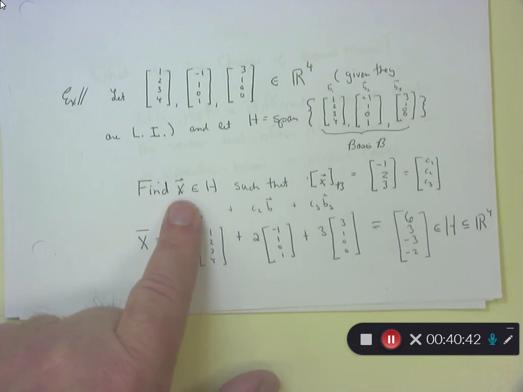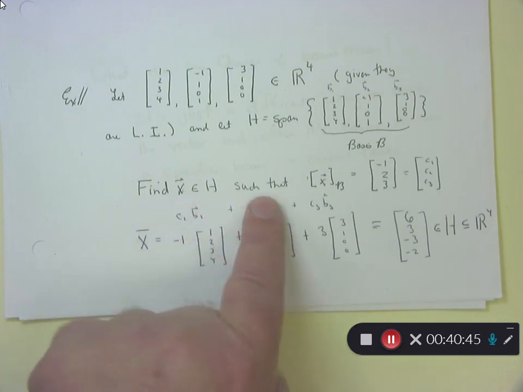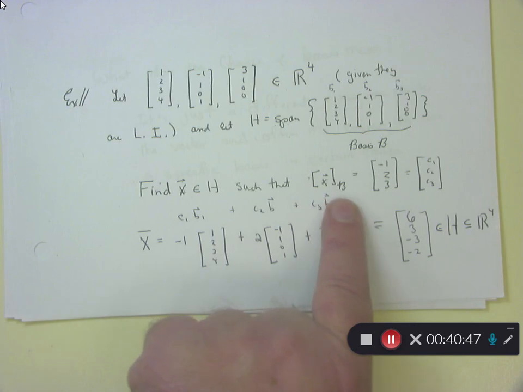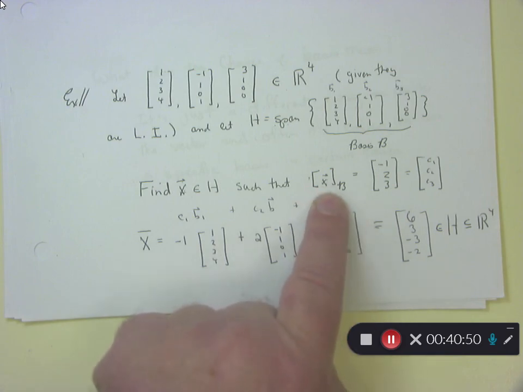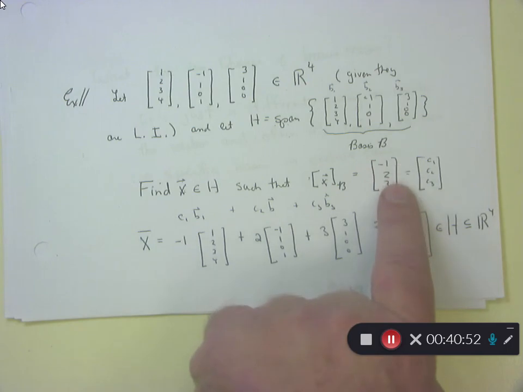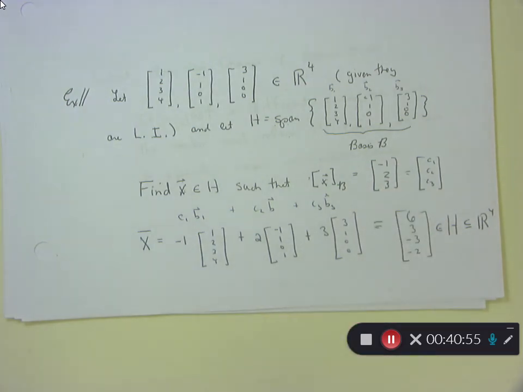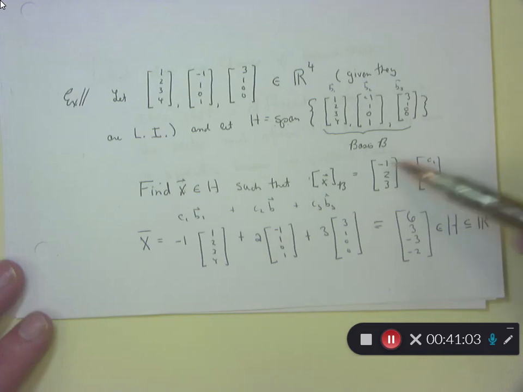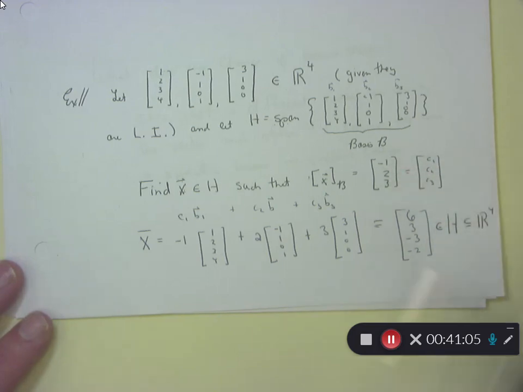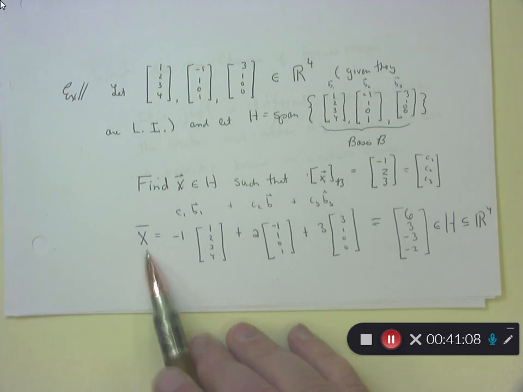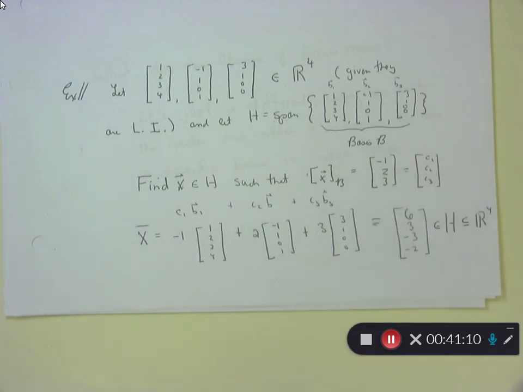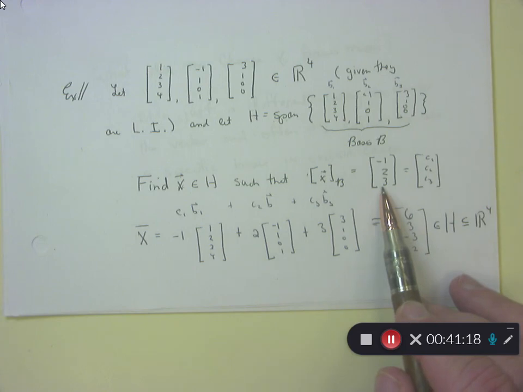So I want to find X, element of H, such that the coordinate of the X vector relative to basis B is the vector -1, 2, 3. I've got no imagination, so it's 1, 2, 3. I thought you guys would not be very happy with that, so I made it -1, so you can see the numbers. -1, 2, 3. So C1 is -1, C2 is 2, and C3 is 3. So to figure out the X vector, these are the coefficients. This is what we mean by this coordinate. So this is a coordinate vector, if you will.